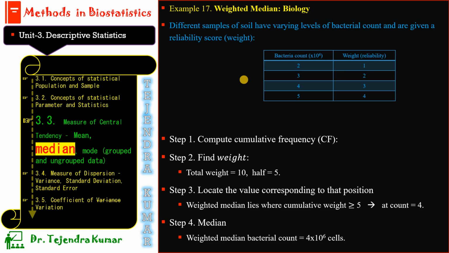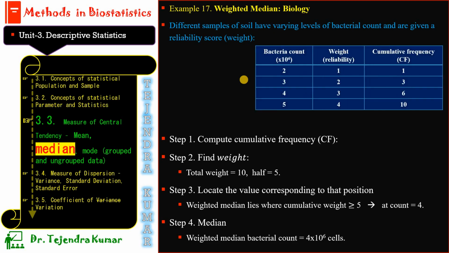In this example, different samples of soil have varying levels of bacterial count and are given a reliability score or weight. So the bacterial count we will multiply with 10 to the power 6, and the weight, or we can say reliability, is given in the next column. In this way we have to compute the cumulative frequency first. So here is the cumulative frequency. You can see 1 plus 2 is 3, plus 3 is 6, plus 4 is 10.